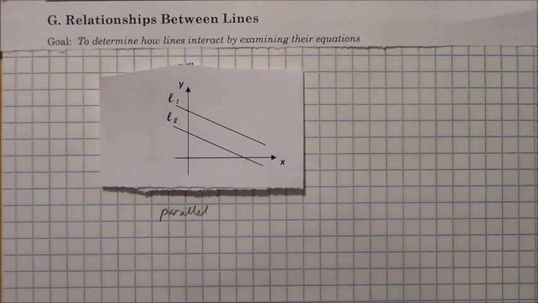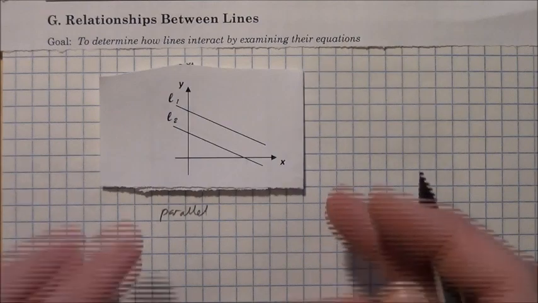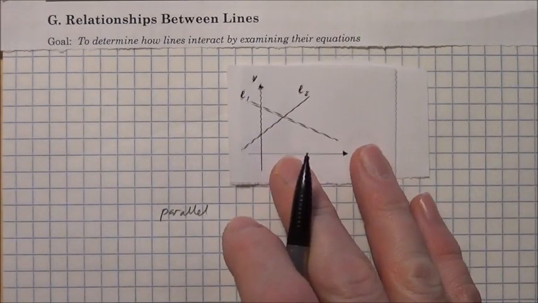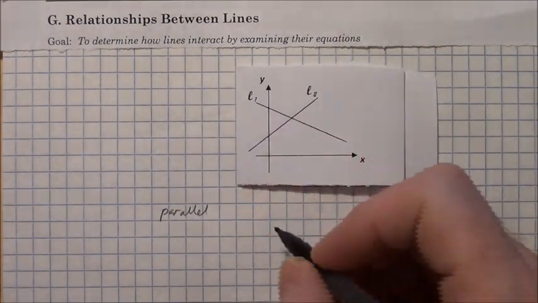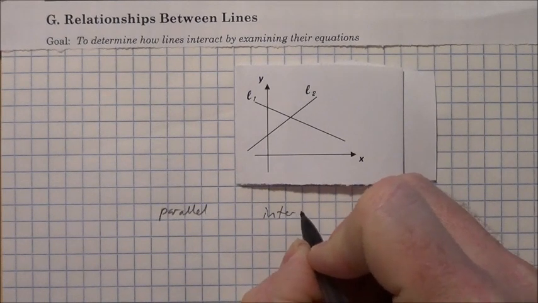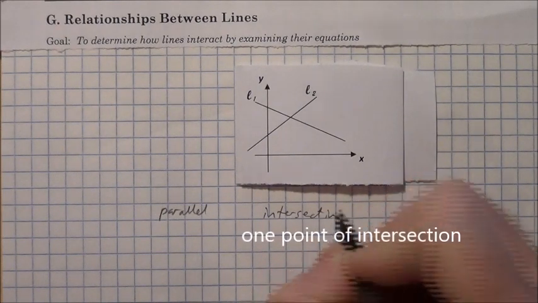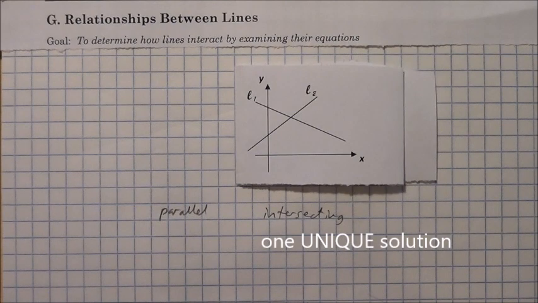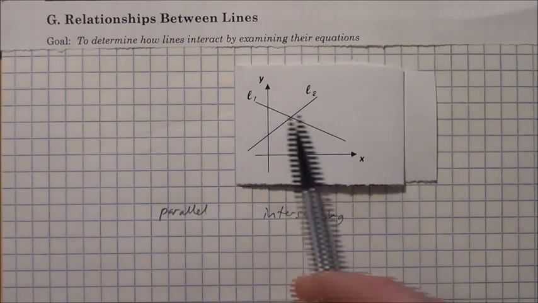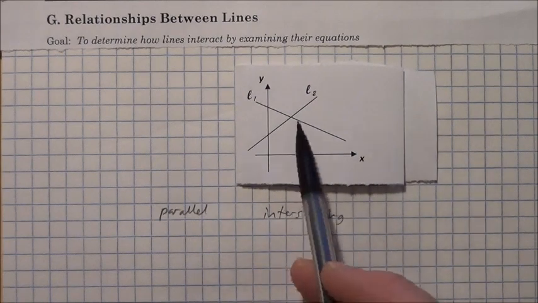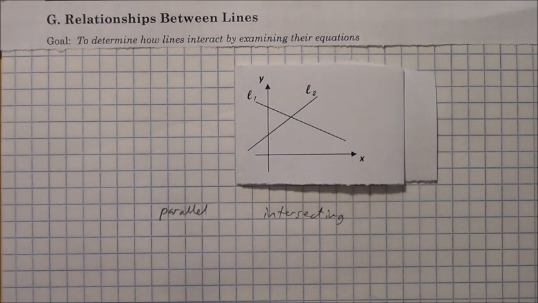Another way that two lines can interact is if they're intersecting. So there would be 1 point of intersection and therefore one unique solution. Now notice that these lines do not have to be perpendicular, and actually they will very rarely be perpendicular. As long as they're not parallel, they will intersect somewhere.